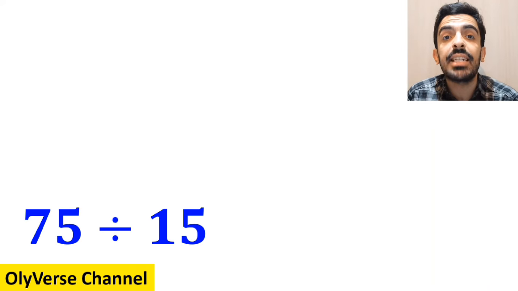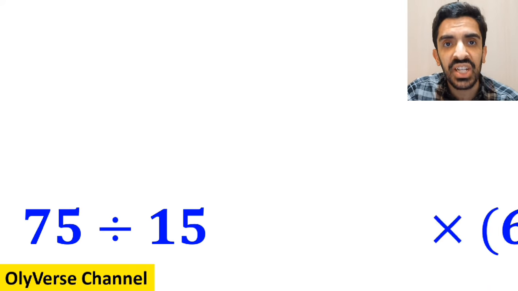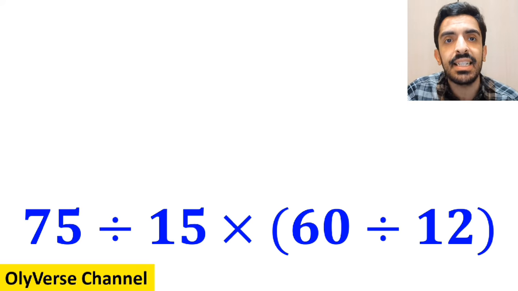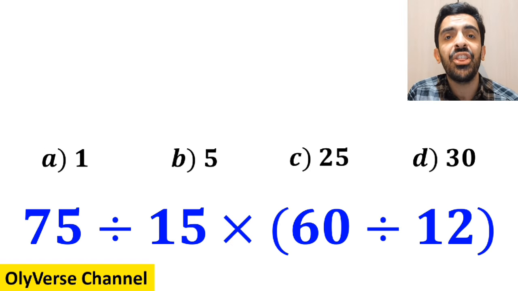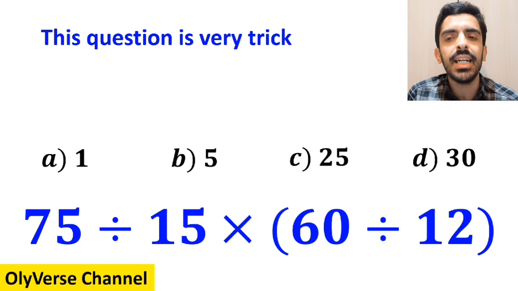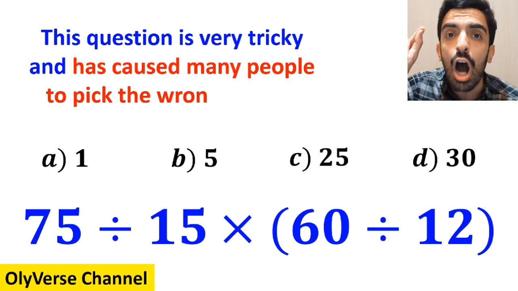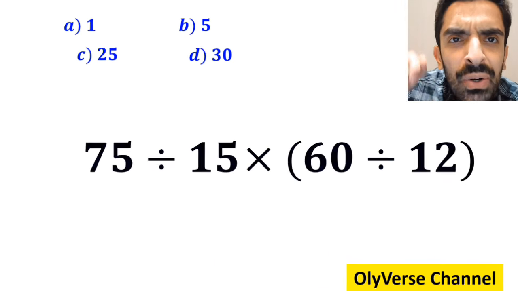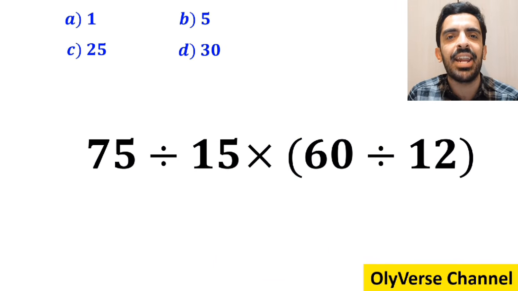What is the value of the expression 75 divided by 15 multiplied by (60 divided by 12)? Which option do you think is the correct answer to this question? This expression is very tricky and has caused many people to pick the wrong option. Let's go through this question step by step and solve it together.